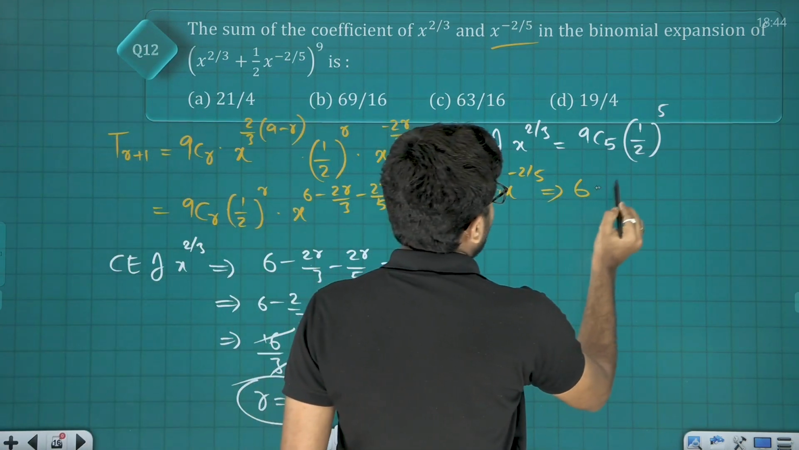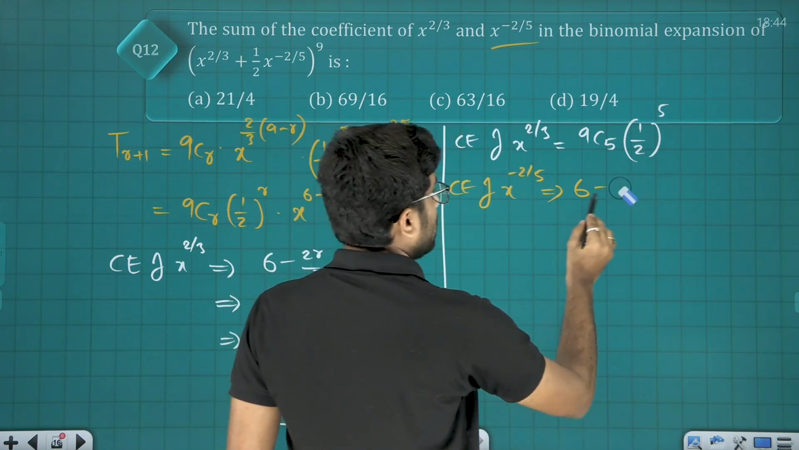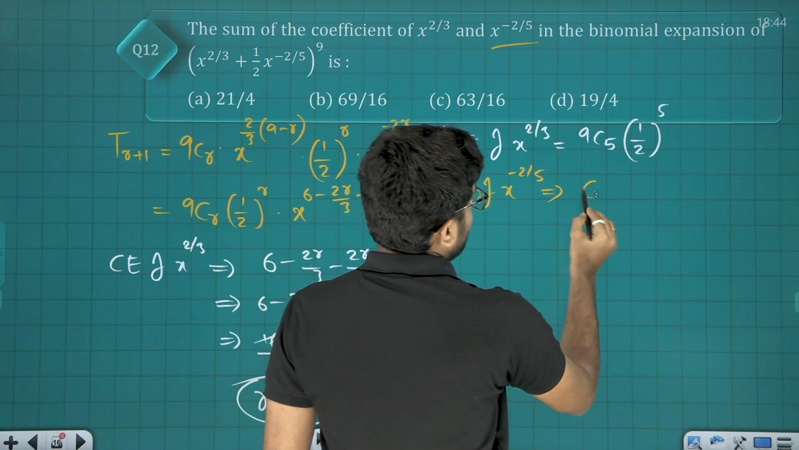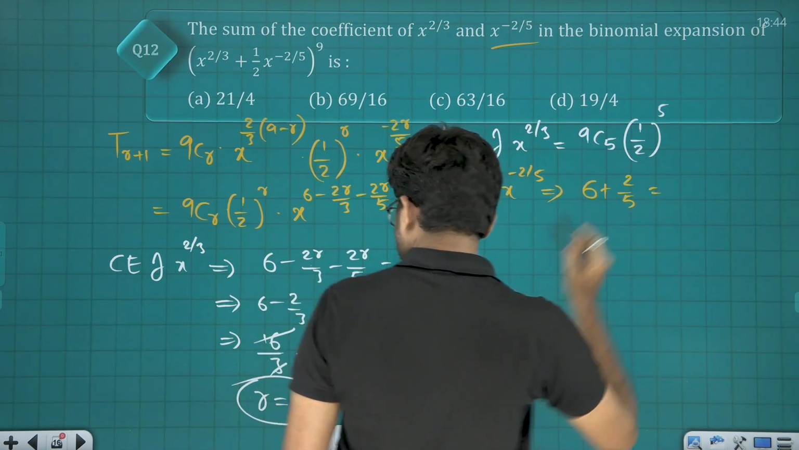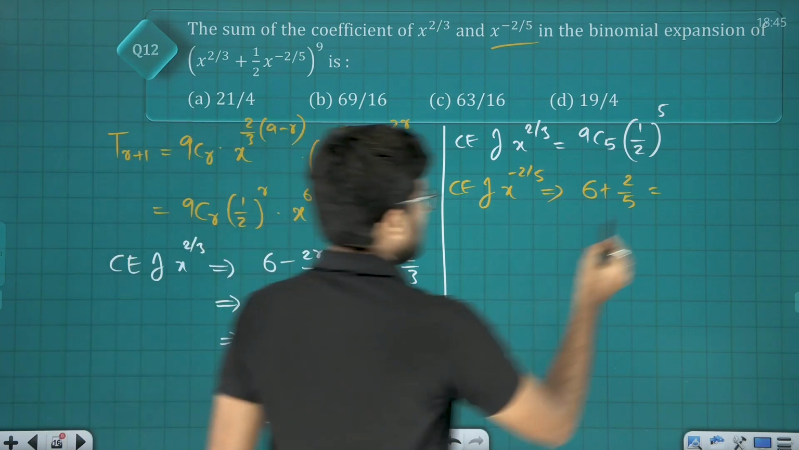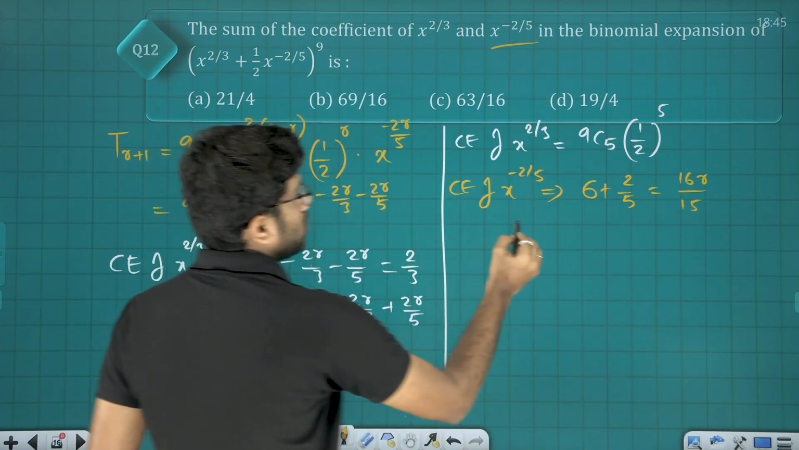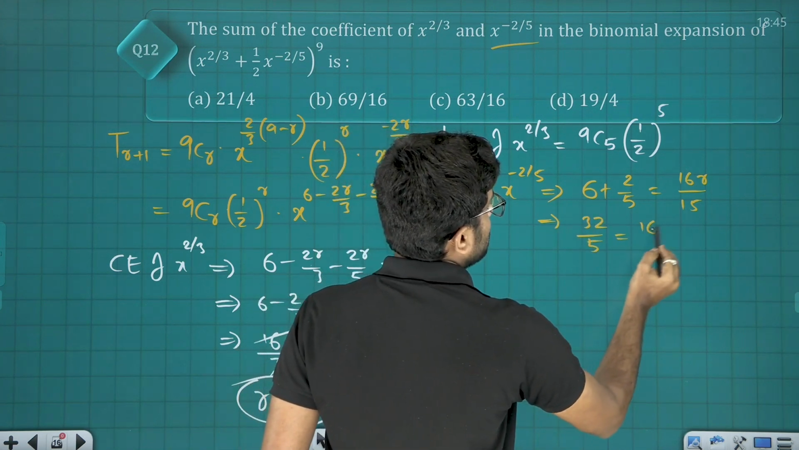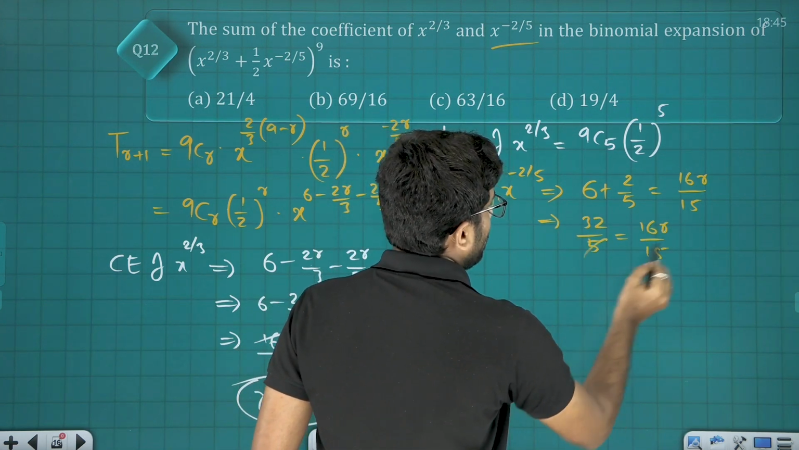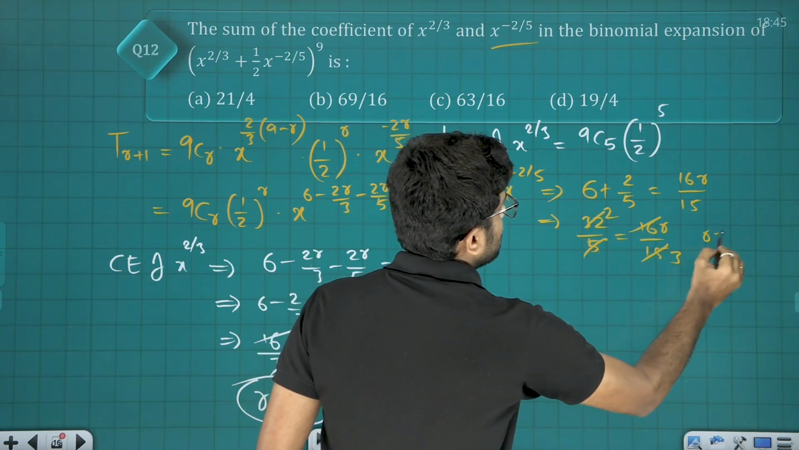So 6 minus 2r by 3, or directly I am writing, 6 plus 2 by 5 is equal to 16r by 15. 5 6s are 30, so 32 by 5 is equal to 16r by 15. 5 ones are 5, 3s... 16 ones are 16, 2s. r is equal to 6 we got.